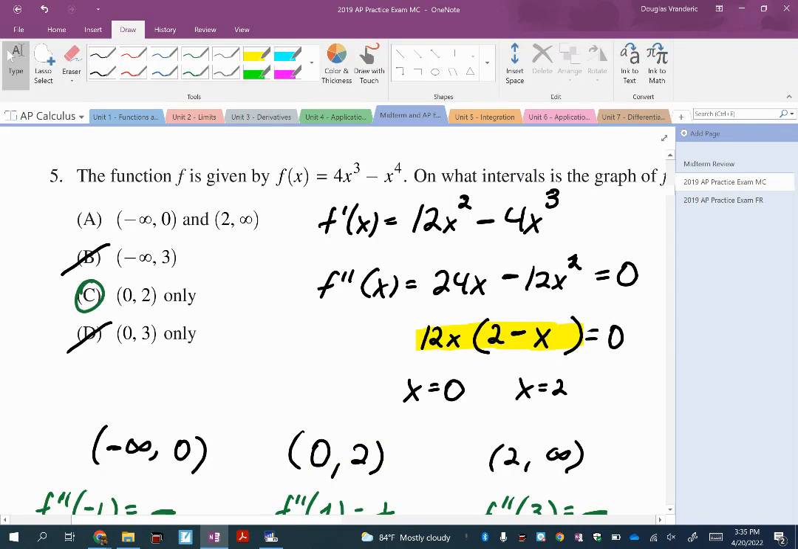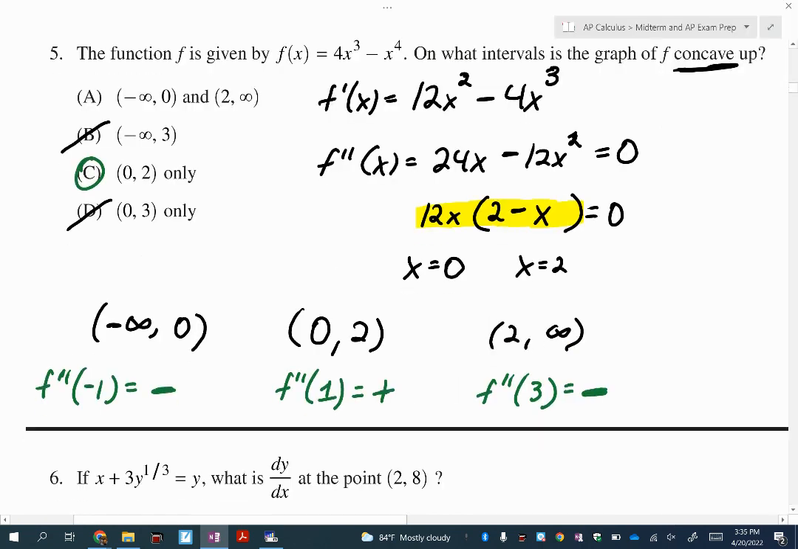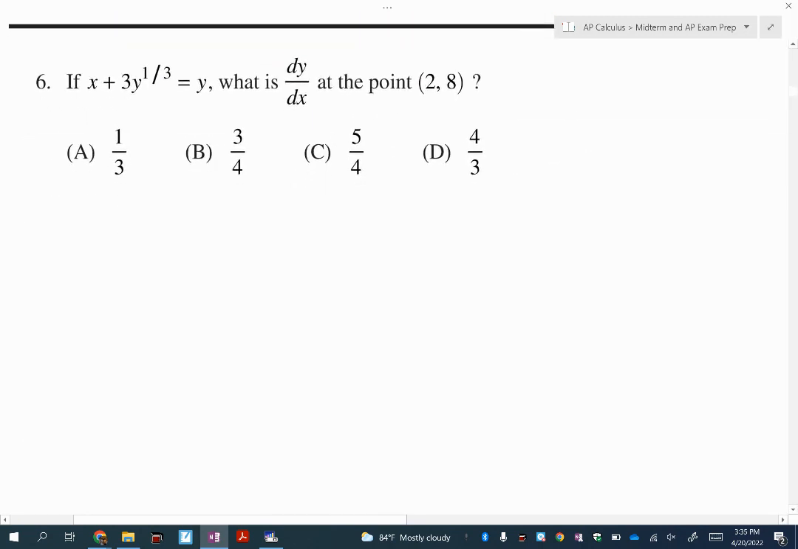Let's go to 6. You guys are doing so great. My hope was to get through 10 questions. So if we get through 10, I'll be really impressed. Okay. I think we're on track. We're close. Okay. Let's go to 6.